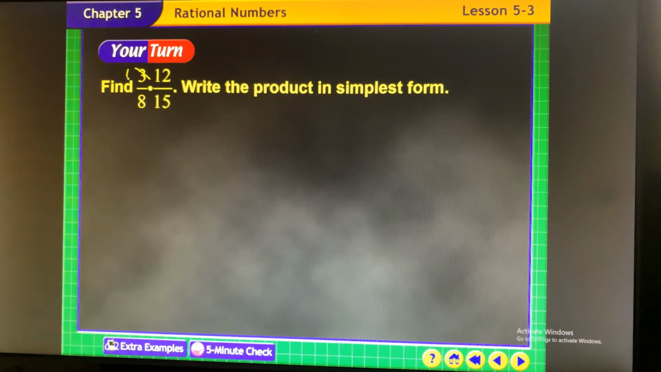3 goes into 3 once, 3 goes into 15 5 times. 4 goes into 8 twice. 4 goes into 12 3 times. So I get 3/10 this time.